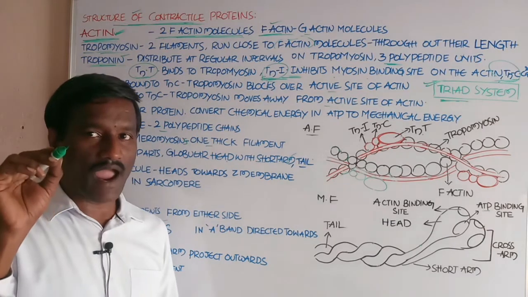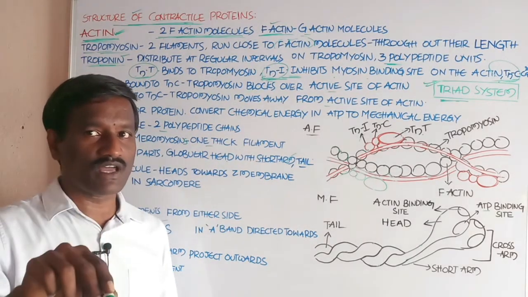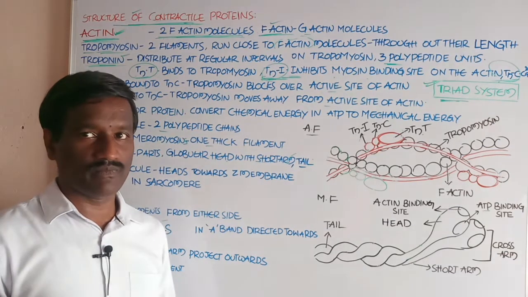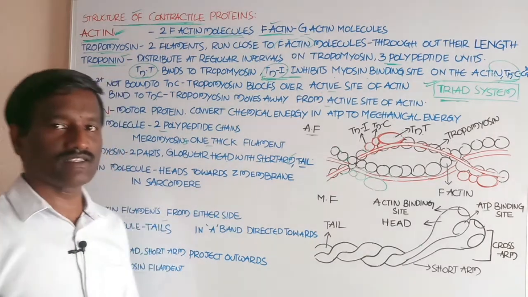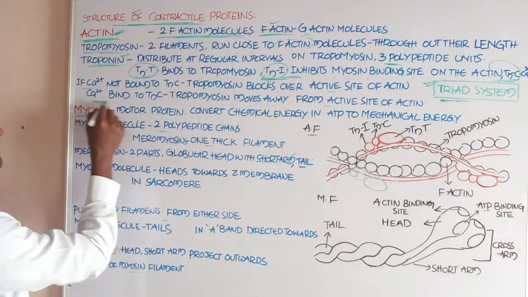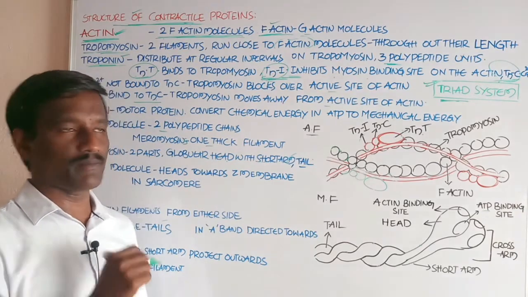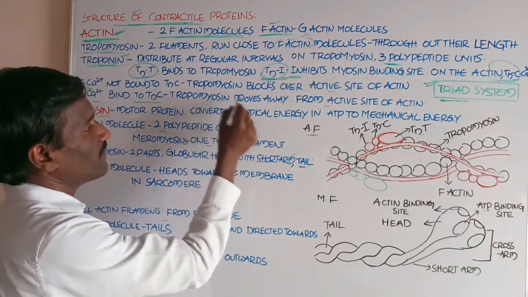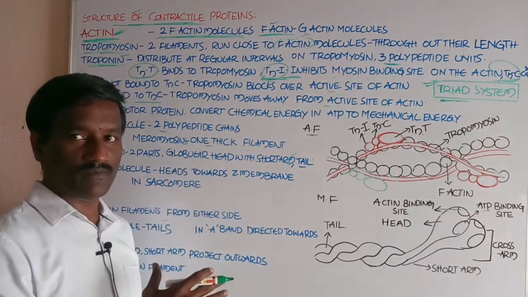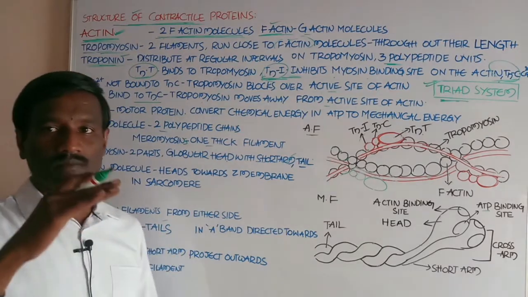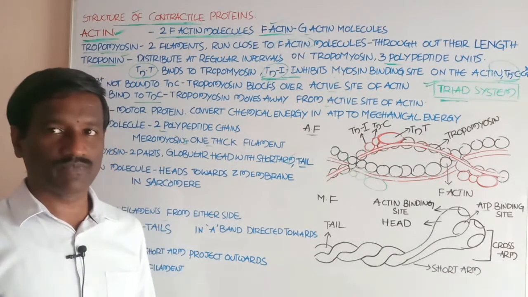Already you know the active site of actin is masked by tropomyosin when calcium ions are not bound to troponin C. When calcium ions bind with troponin C, what occurs at that time? Tropomyosin moves away, and the active site of the actin is exposed.